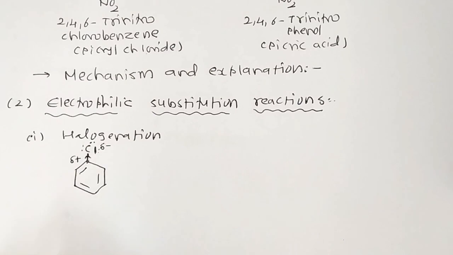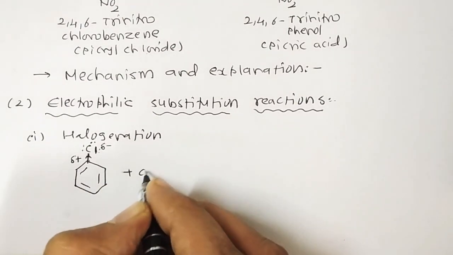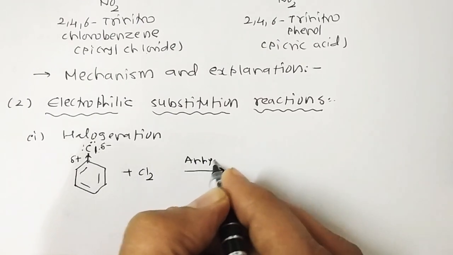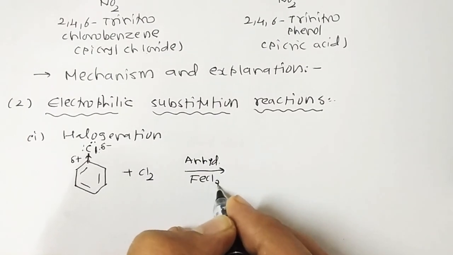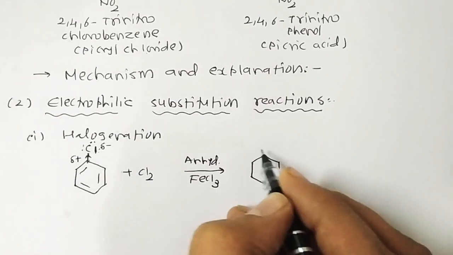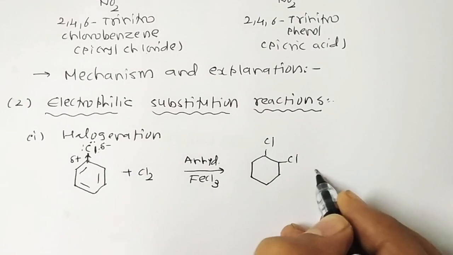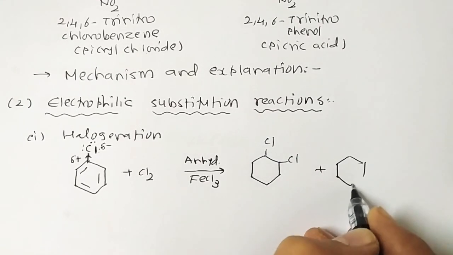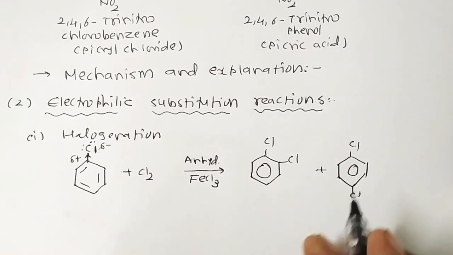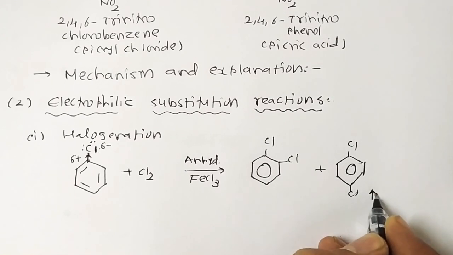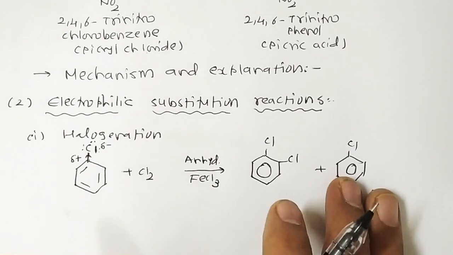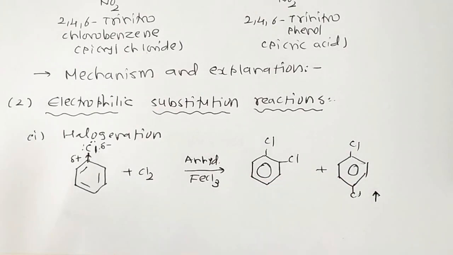Now, step by step, let us consider the reactions. For example, chlorine in the presence of anhydrous FeCl3. We get a product, because it's an ortho-para directing group, with Cl and Cl at the ortho position, and in the same way Cl and Cl at the para position. So ortho-dichlorobenzene and para-dichlorobenzene, but the para product is major. This is because, due to steric hindrance, para is always predominant over ortho.